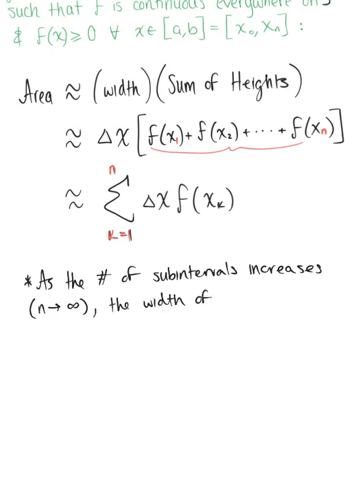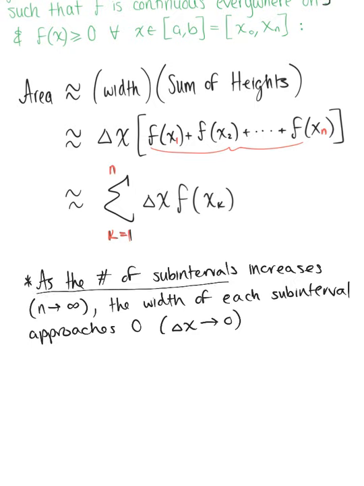The width of each subinterval decreases, or more specifically, approaches 0. We say that delta x approaches 0. So as the number of subintervals increases, the width of each subinterval approaches 0. So this is going to give us an exact area.